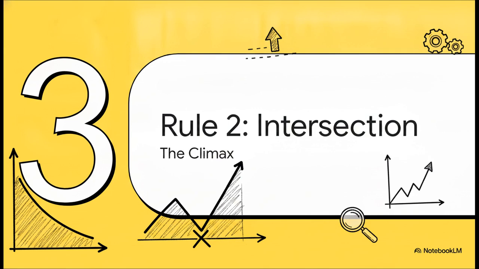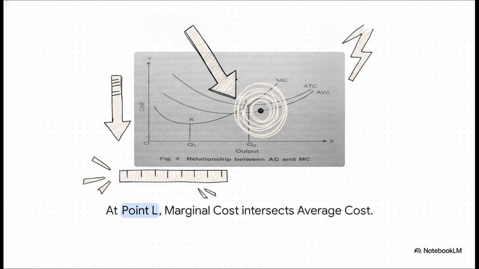We call this Rule 2, the intersection. Now zoom in exactly on point L. This happens right at the output level marked OQ2. Notice how the average cost has totally stopped falling, but it hasn't quite begun to rise yet. For just a split second, it is perfectly constant. And right at that exact minimum point on the average cost curve, the marginal cost curve intersects it.